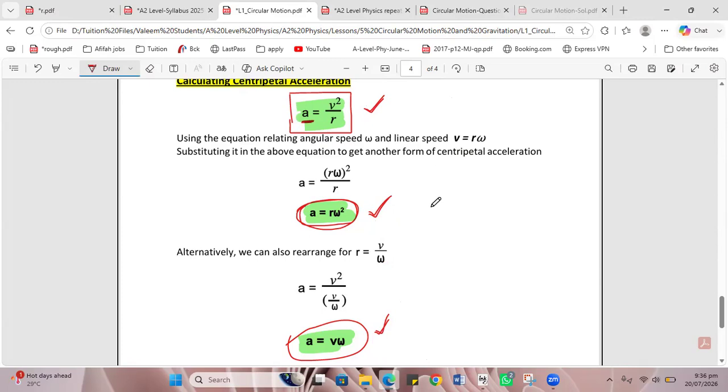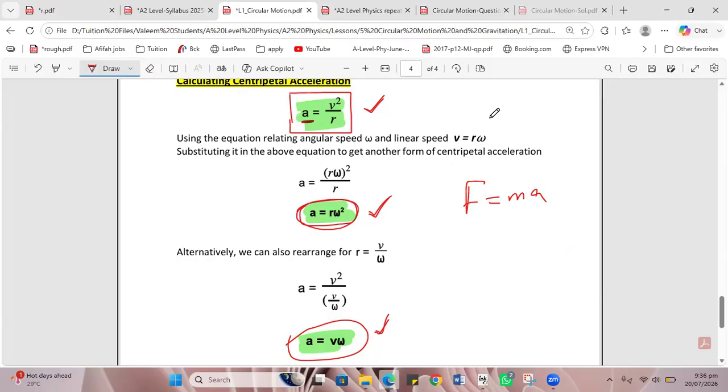These are three formulas for centripetal acceleration. Okay. Next, centripetal force. Centripetal force has a very similar formula, nothing special to memorize. You just need to remember F is equal to ma. Remember?